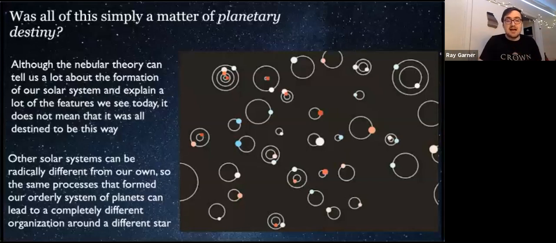What happened there? These are all things that we will talk about in several weeks when we get to exoplanetary systems. But truly, the way our solar system formed, it could have formed in a completely different way. Other things could have happened. It's not a matter of planetary destiny at all.